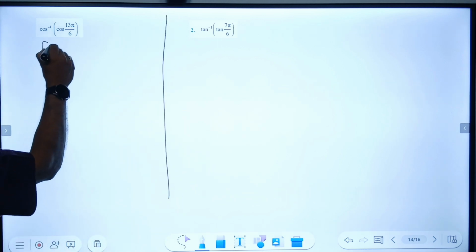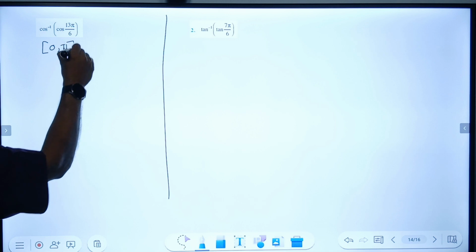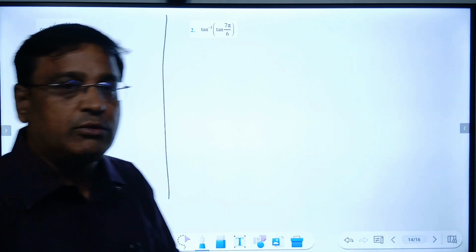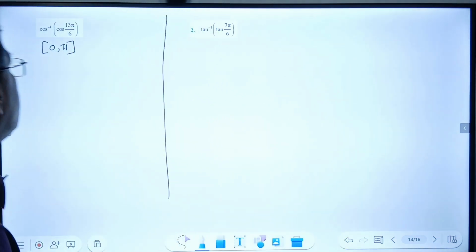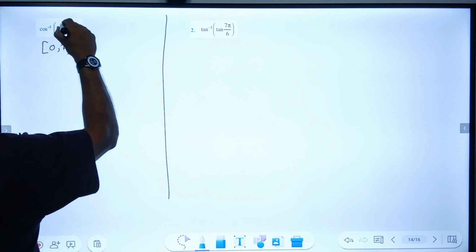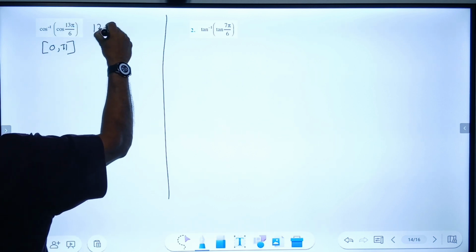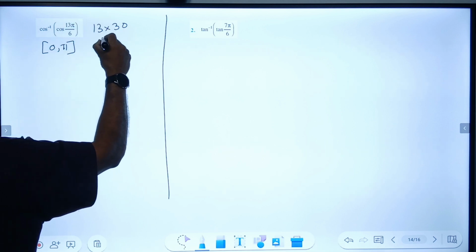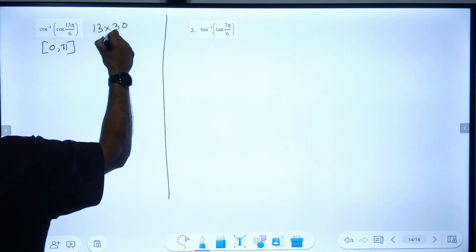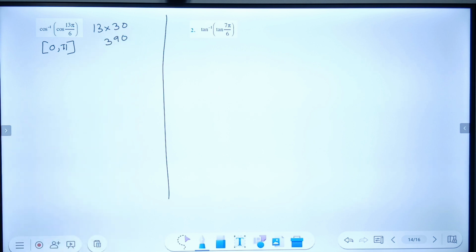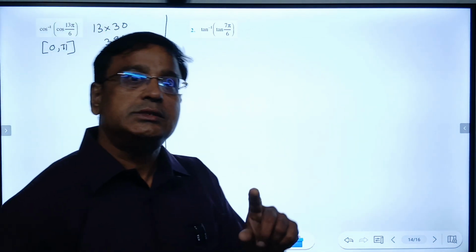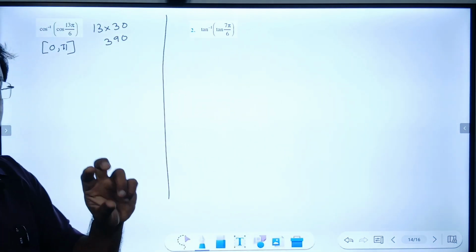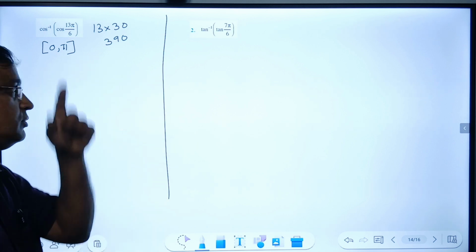What is the principal range? 0 to pi. All these are from the NCERT book. I have not done anything from outside today. Okay. Now, what is this? 13 into 30. What is that? This is 390. 390 is in the first quadrant, but you have gone round, right?